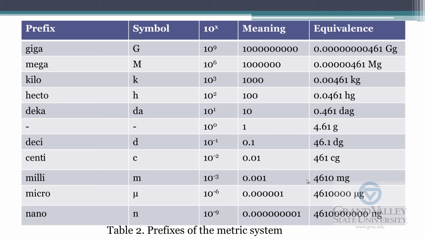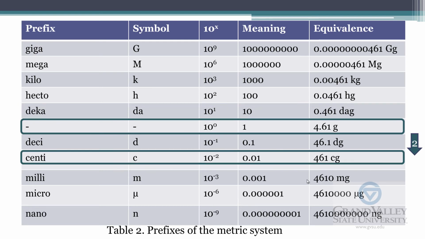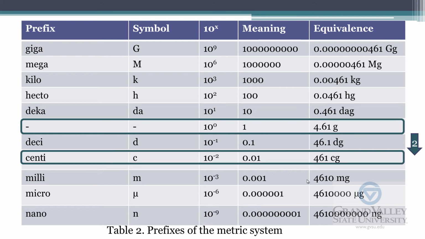A base 10 system means that every unit you go up or down requires you to move the decimal place over one place. For example, 4.61 grams is equivalent to 0.461 decagrams. Similarly, 4.61 grams is equal to 461 centigrams. To go from grams to decagrams, it is one jump on the table, so we are only moving the decimal place one spot. For the grams to centigrams conversion, notice the difference in magnitude. Since there are 2 steps in the table, the decimal place must be moved 2 spaces over.